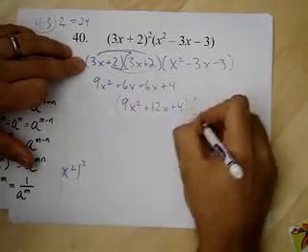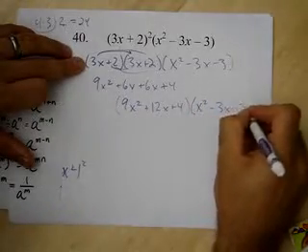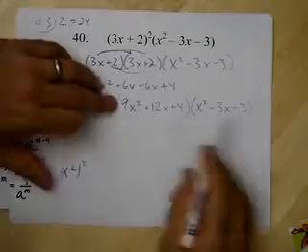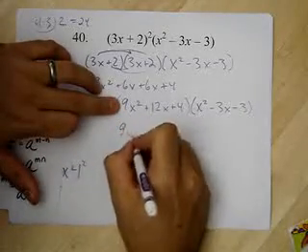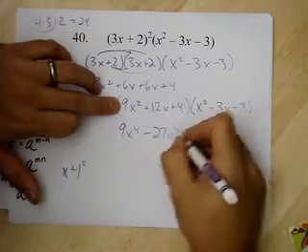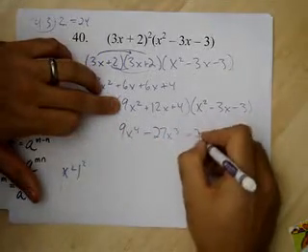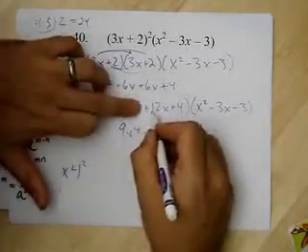Now I have to multiply this whole polynomial by this polynomial, x squared minus 3x minus 3. Same thing. Now I'm doing triple distribution. First I'm going to distribute the 9x squared. 9x squared times x squared, 9x to the 4th, minus 27x to the 3rd, minus 27x squared. So I distributed this one. I'm done. Now I'm going to distribute this.